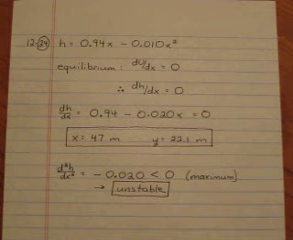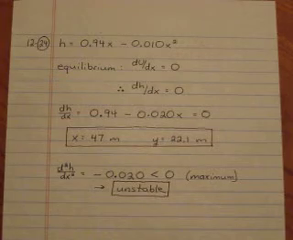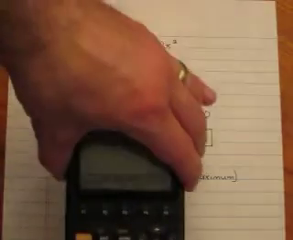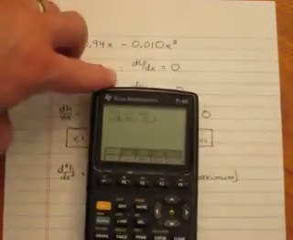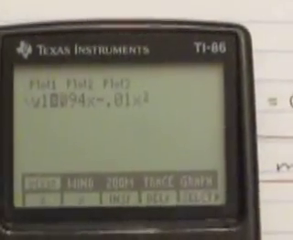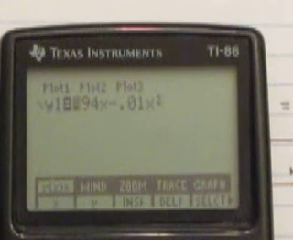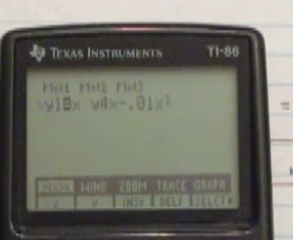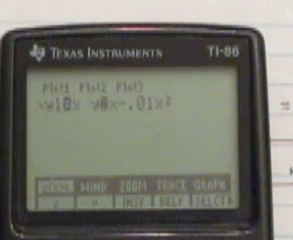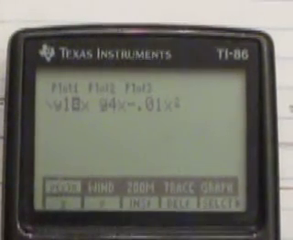I graphed this on my graphing calculator. I'm going to put my calculator here. Hopefully it stays in focus. Okay, I don't know how well focused that is, but I've typed in the function, so 0.94x minus 0.01x squared. You have to play around with the window. I just messed that up, didn't I? Let's try that again.